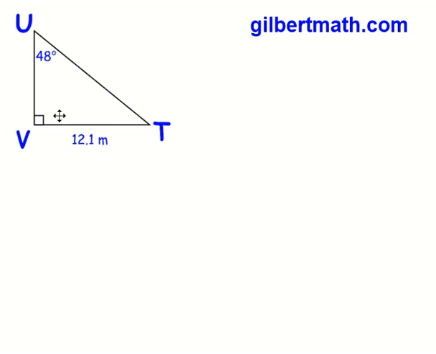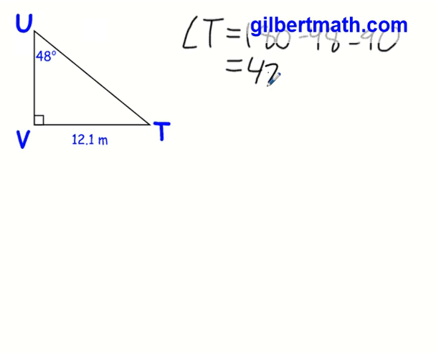We know that all the angles in a triangle always add up to 180 degrees. We have one angle that's 90, one angle that's 48. So with a very quick calculation, and again, the format that I'm going to use here is the format that I would like to see you use as well. So angle T equals 180 minus 48 minus 90, and that equals, well, 180 minus 90 leaves us with 90. 90 minus 48 leaves us with 42. So that means that angle T is 42 degrees.